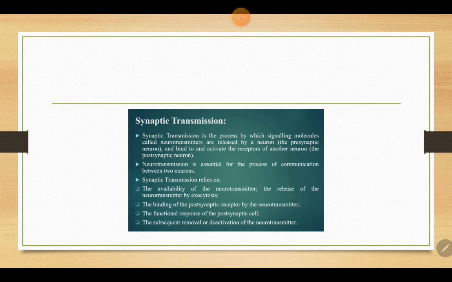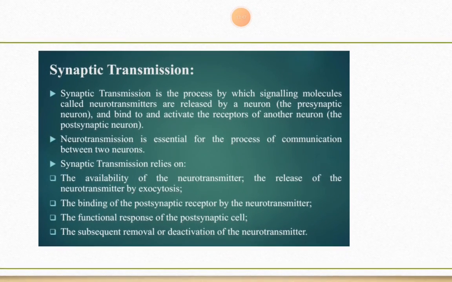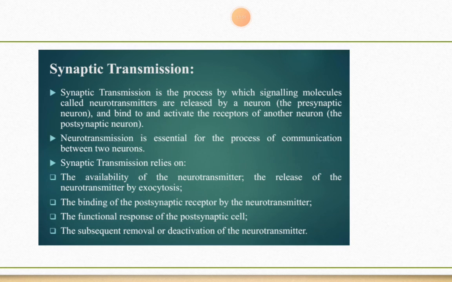Okay, and then we're going to learn about synaptic transmission. Okay, synaptic transmission adalah satu proses di mana molekul yang boleh memberikan signal dipanggil neurotransmitter. Okay, dikeluarkan oleh neuron ataupun the presynaptic neuron, and the neurotransmitter akan melekat and activate the receptor of another neuron, iaitu dipanggil postsynaptic neuron. So, kenapa penting neurotransmitter ni adalah untuk proses kiriman maklumat, process of communication between two neurons.